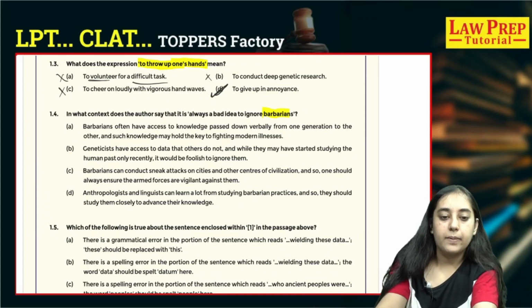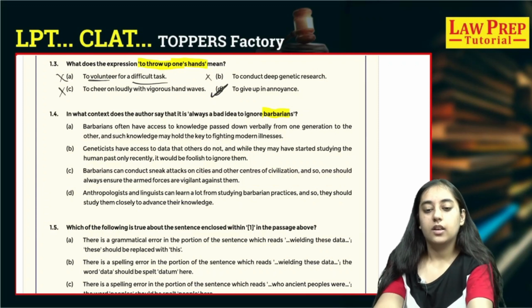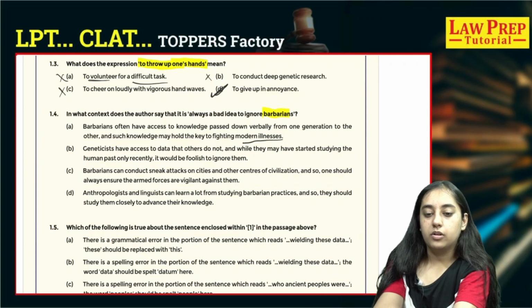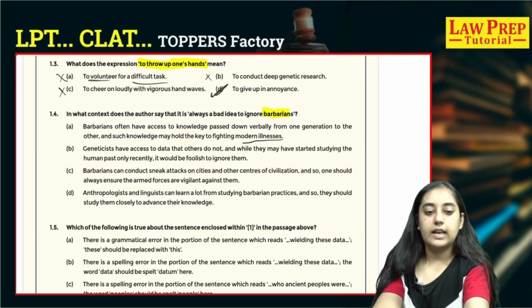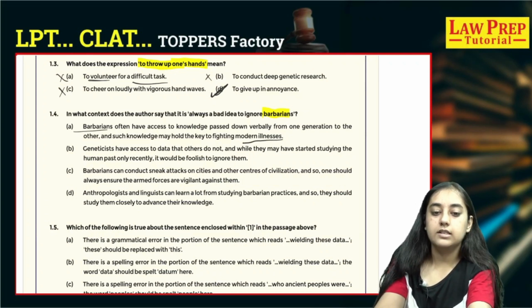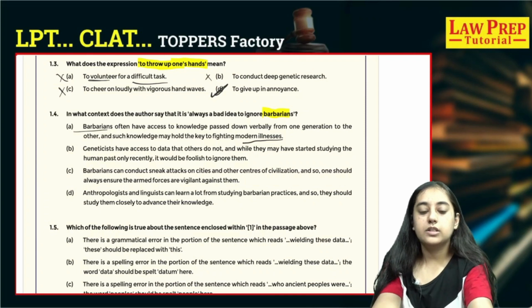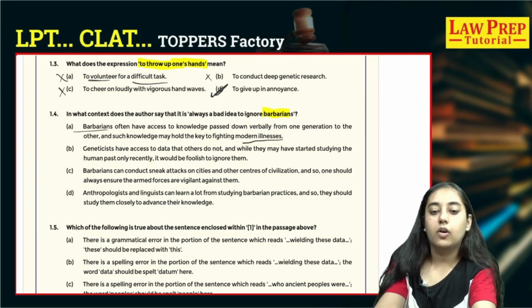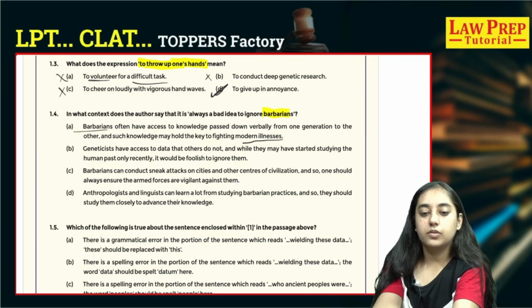Option A, barbarians often have access to knowledge passed down verbally from one generation to the other, and such knowledge may hold key to fighting modern illnesses. Firstly, there is no mention about modern illnesses in the passage. Second, we are not using the word barbarians literally. It's just a metaphorical use. Then knowledge passed down verbally. Where does the word verbally come?